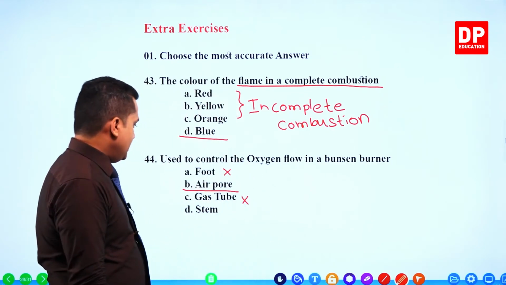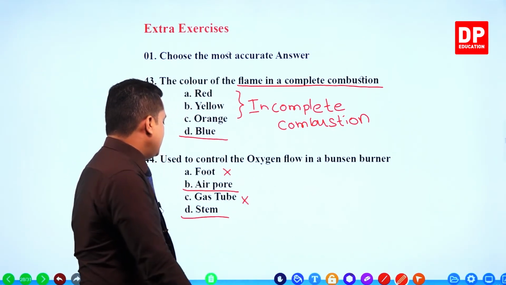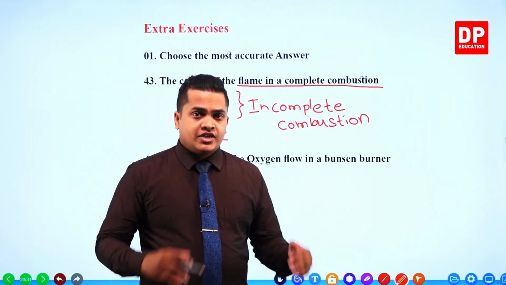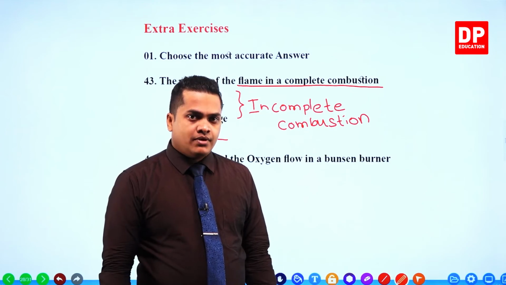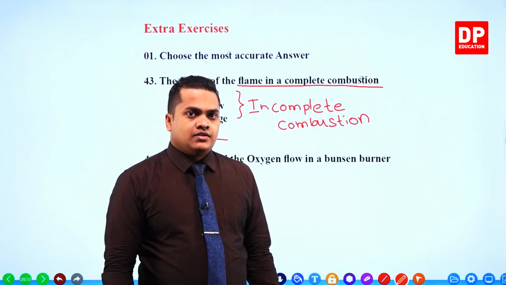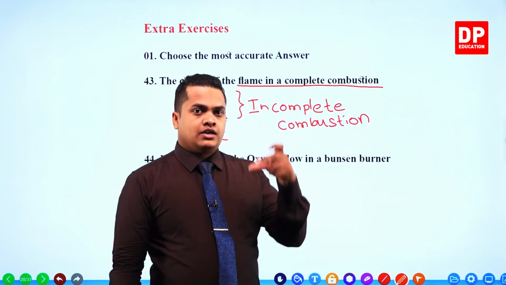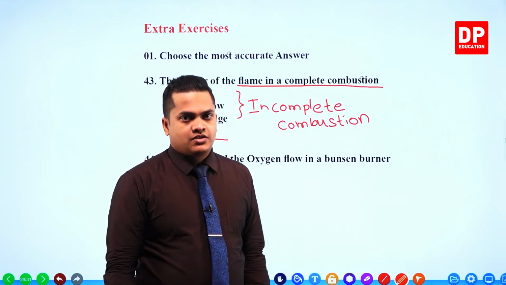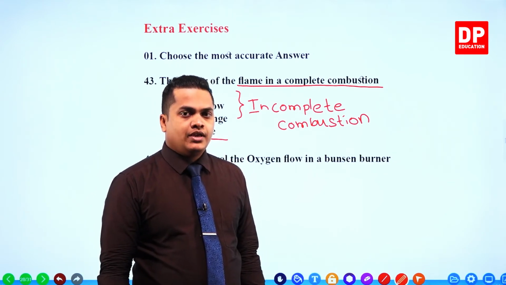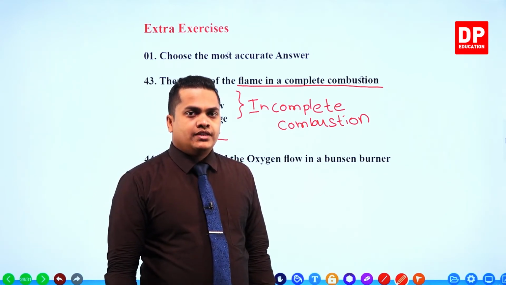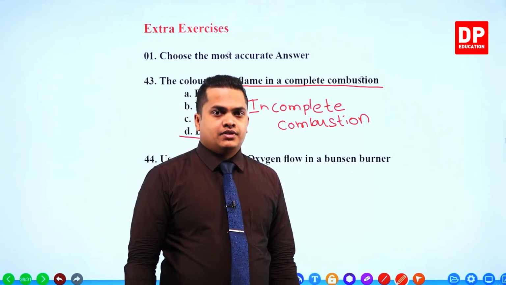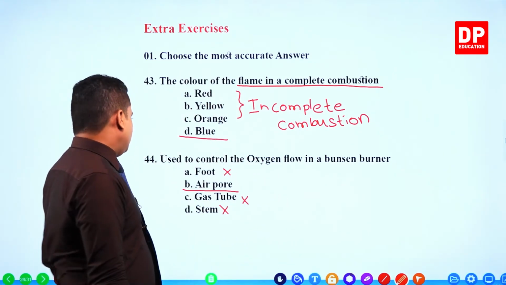Then finally, stem. Stem is also not correct. That's the part which helps to make up the Bunsen burner, the tube through which the gas is going to come out at the end. So stem is also incorrect. The correct answer would be air pour, right? That's the one which helps to control the amount of oxygen gas in a Bunsen burner.